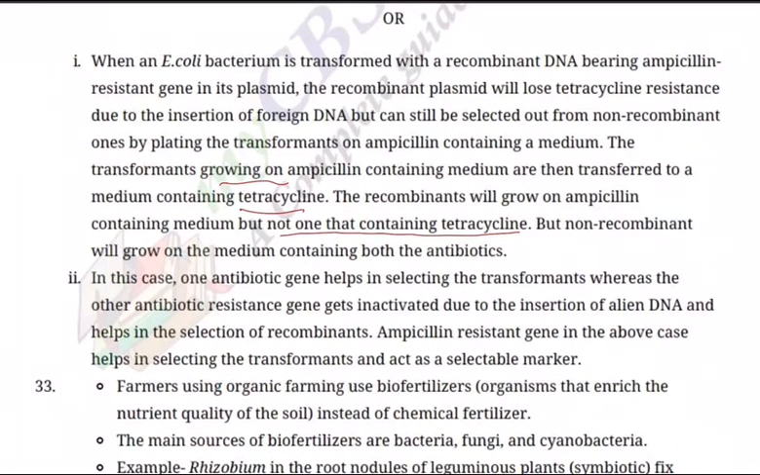Question 2. What does the ampicillin resistant gene act as in the above case? In this case, one antibiotic resistant gene helps in selecting the transformants, whereas the other antibiotic resistant gene gets inactivated due to insertion of alien DNA and helps in the selection of recombinants. The ampicillin resistant gene in the above case helps in selecting the transformants and acts as a selectable marker.